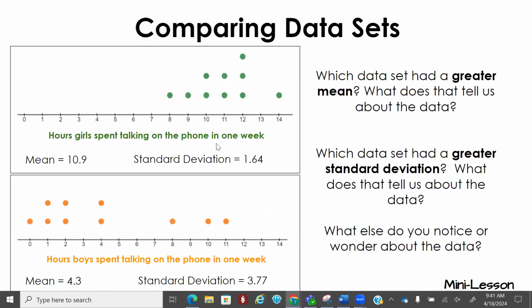So which one had a greater mean? The girls. Okay. What about the greater standard deviation? Okay. So on here, we see that the standard deviation is low and it's all kind of grouped together. Standard deviation is higher, so it's kind of more spread out.